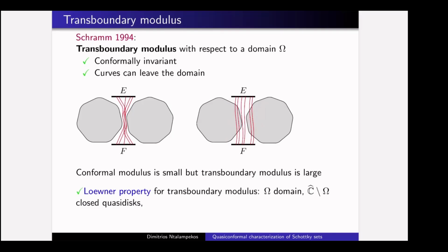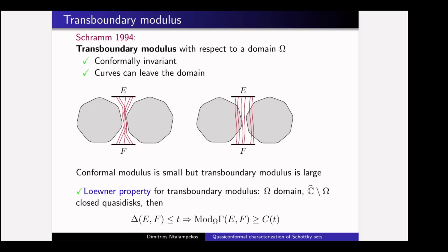Specifically, if omega is a domain in the sphere and the complement consists of closed quasidisks, uniform quasidisks, then we have the Leibniz property, which means that if the relative distance is bounded above, then the transboundary modulus with respect to the domain is bounded from below. Now, this Leibniz property was proved first by Mario under the additional assumption of relative separation. But later, this assumption was removed in work of Hrant Jacobian and Wen Bo Lee. And also in my paper, I have an even more general version of this Leibniz property.